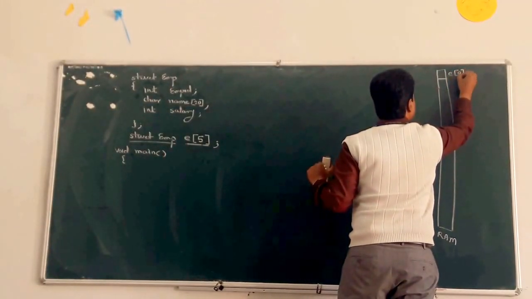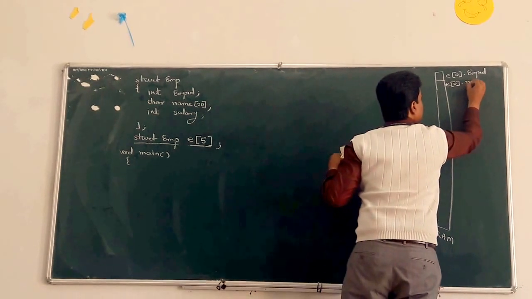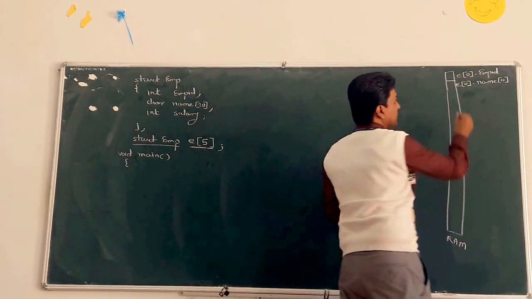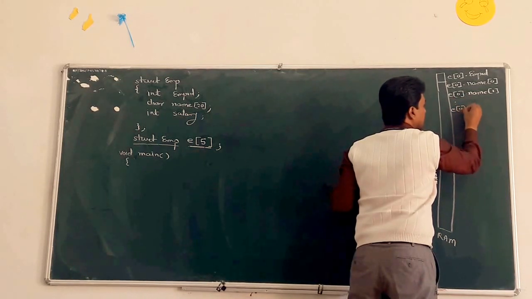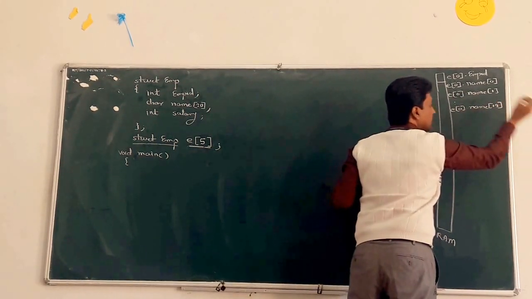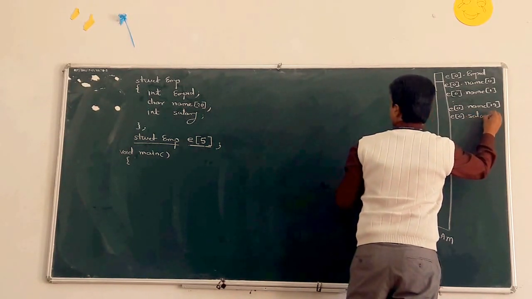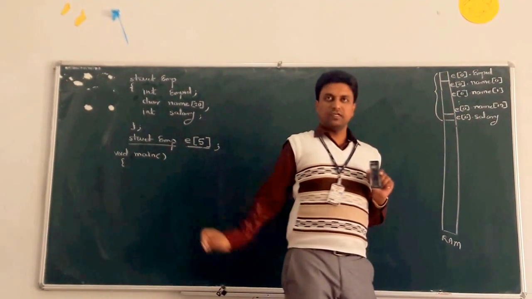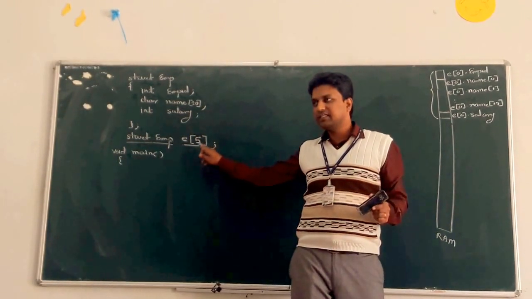So E of 0 is the first record: dot EMP ID, second, E of 0 dot name of 0, that is the first employee, the particular location of the name. Then E of 0 dot name of 1, and so on, and the last character is stored at 19. After that, salary, that is E of 0 dot salary. Clear? This is the total record of one employee. Likewise, there are 5 records. This is space reserved by the compiler at compilation time.